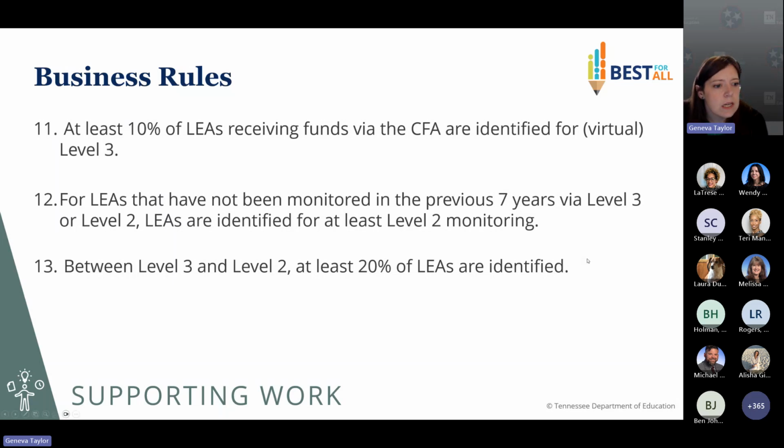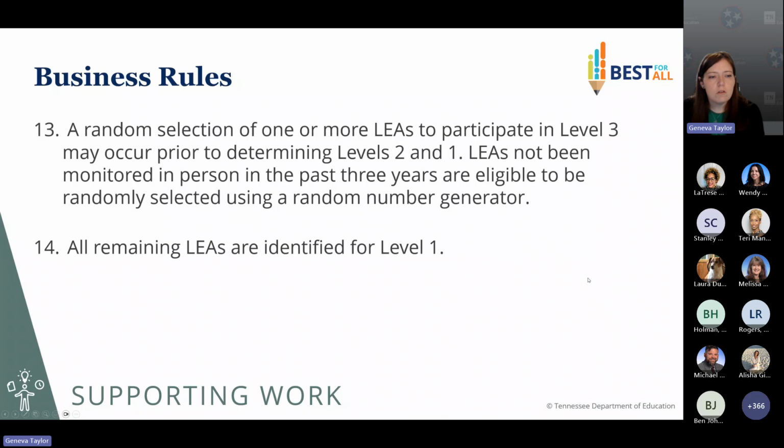Then rule number 13 is that between level 3 and 2, at least 20% of LEAs are identified. Looks like I am still human because I have 2 rule number 13s. This should really say rule number 14, so apologies for that. We do a random selection of 1 or more LEAs. That random has to be not monitored in person in the last 3 years. We put all of the LEAs in a random number generator in Excel, press a button, the name comes up, and it is truly a random selection. And then rule 15, everyone else that did not get identified via any of these other rules are identified for level 1.